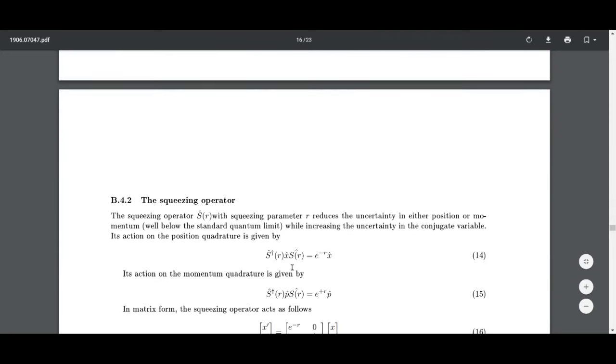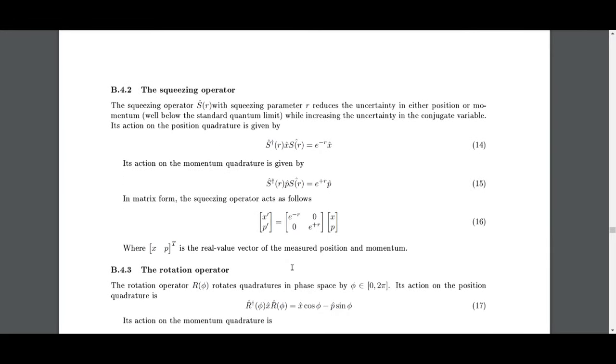Okay. The squeezing operator. The squeezing operator with squeezing parameter R reduces the uncertainty in either position or momentum well below the standard quantum limit, while increasing the uncertainty in the conjugate variable. Okay. So what the squeezing operator does is basically reduce uncertainty in position, but increase uncertainty in momentum.